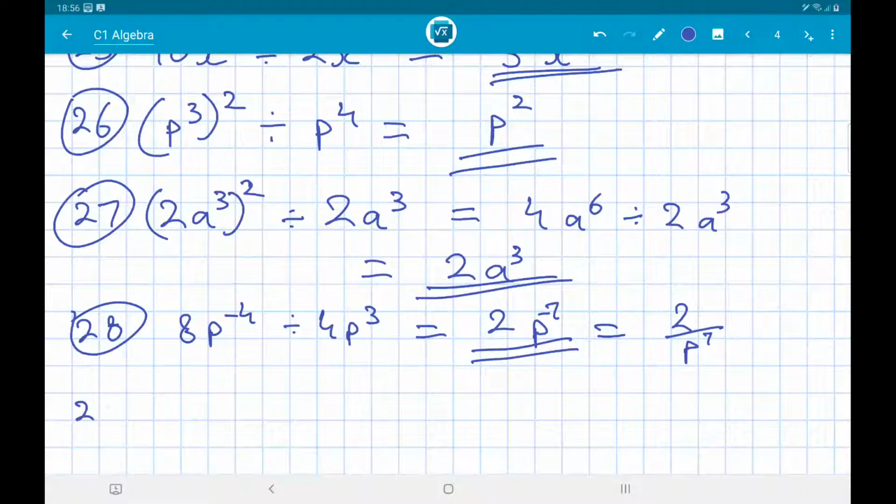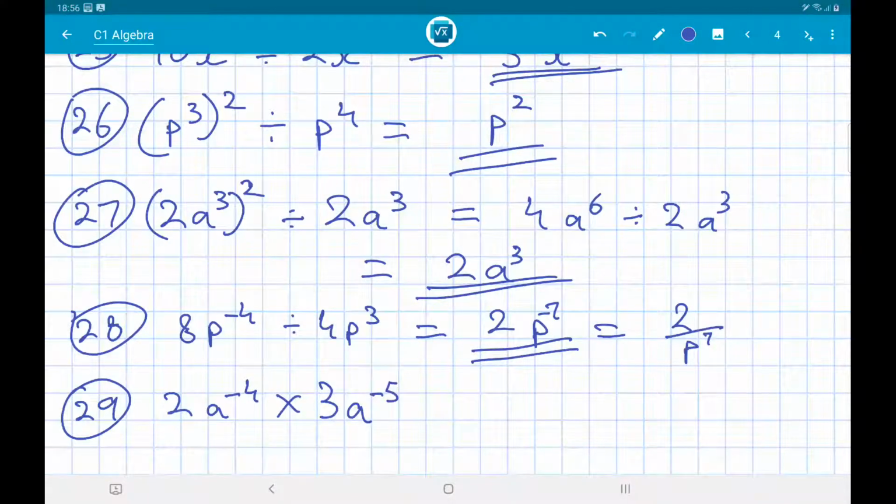Okay, 29. Let's see if we can squeeze this one in. Oh no, it's a reasonable one. 2a to the minus 4 multiplied by 3a to the minus 5. Yeah, everyone's following. The YouTube video is still going on. Boom. Is 6a to the minus, because it would be minus 4 plus minus 5, it would be minus 9, which is also equal to 6 divided by a to the 9.